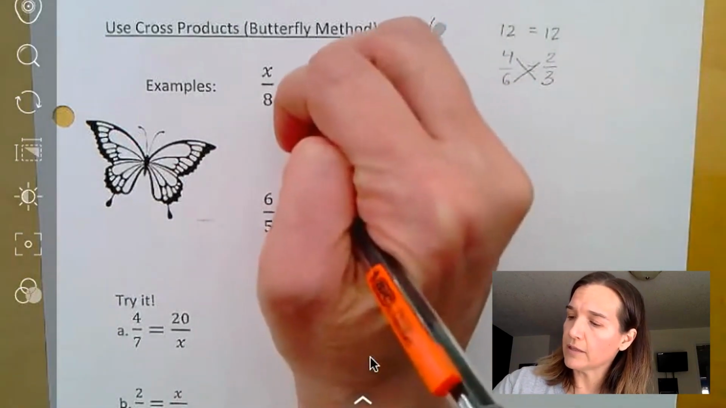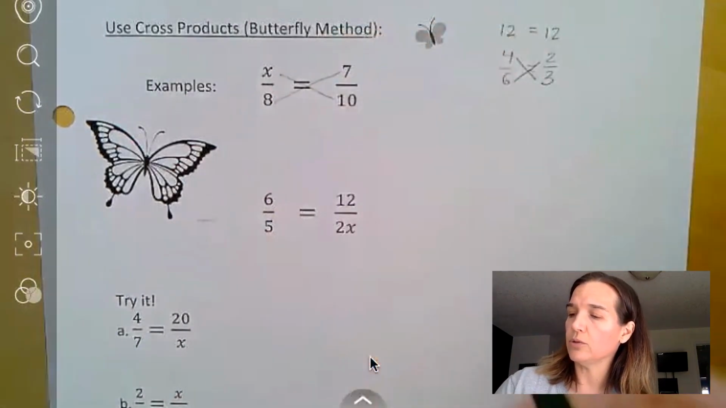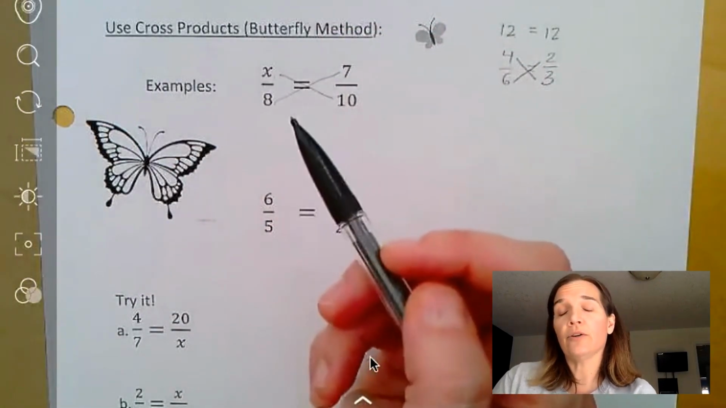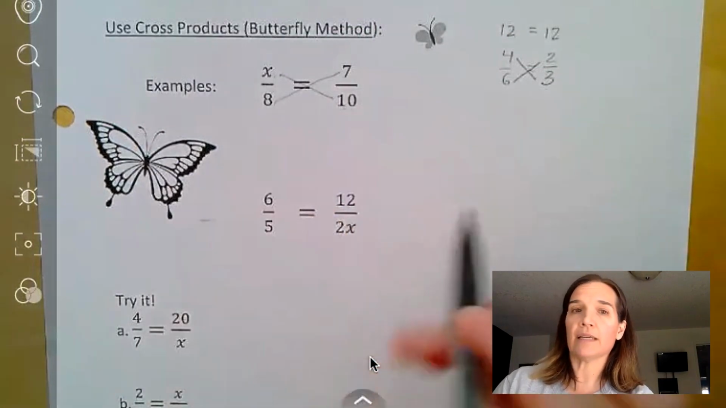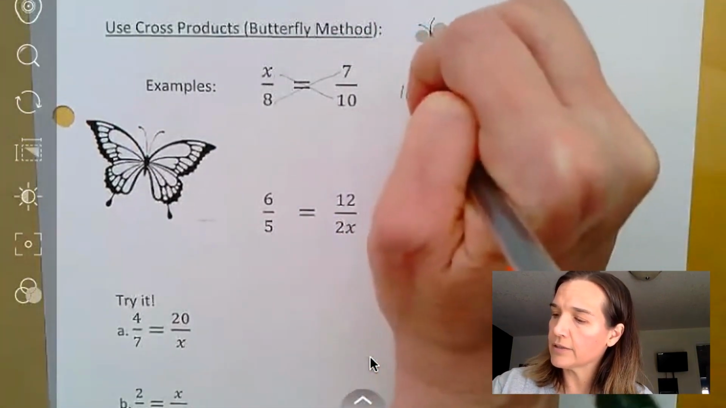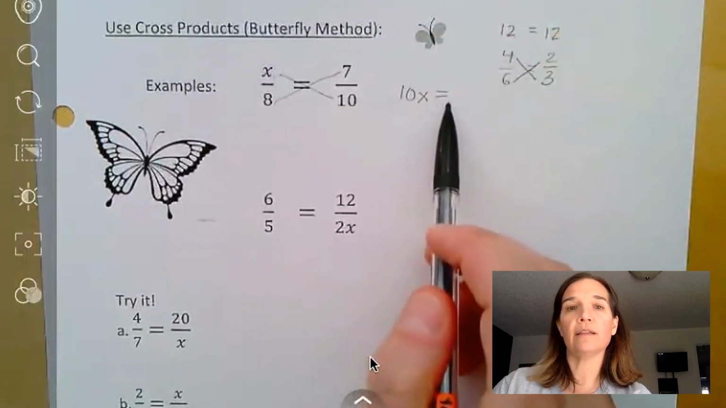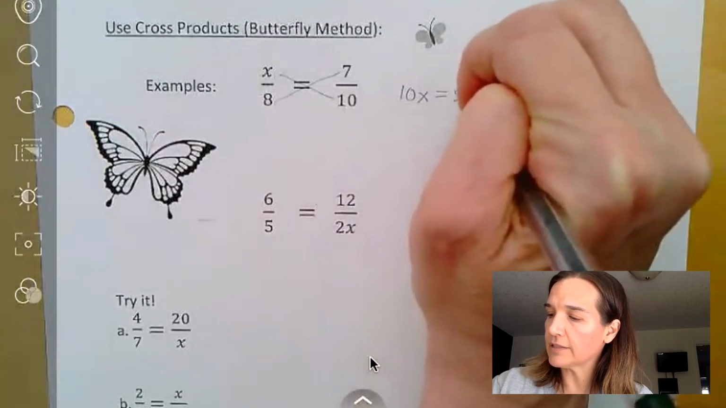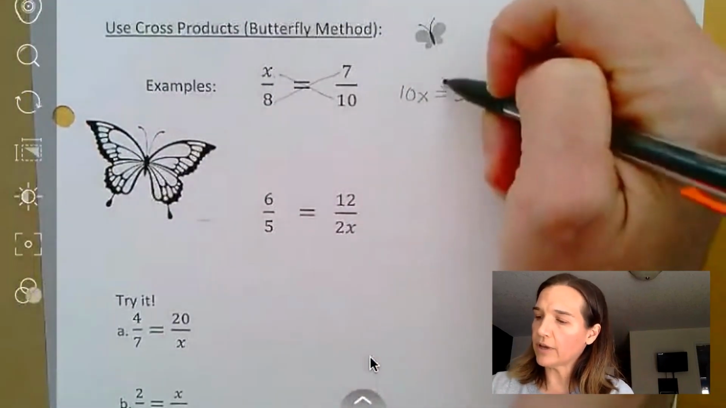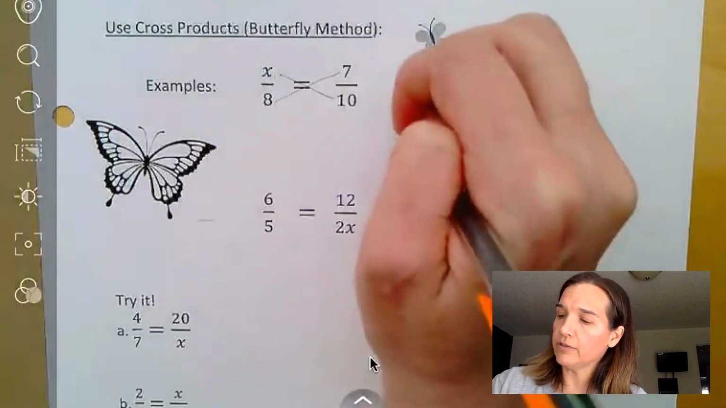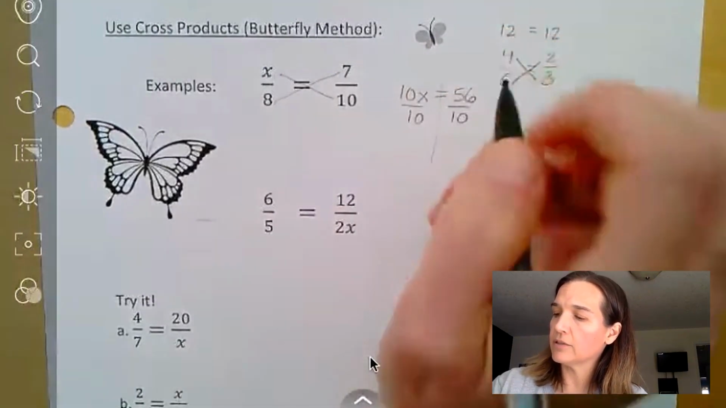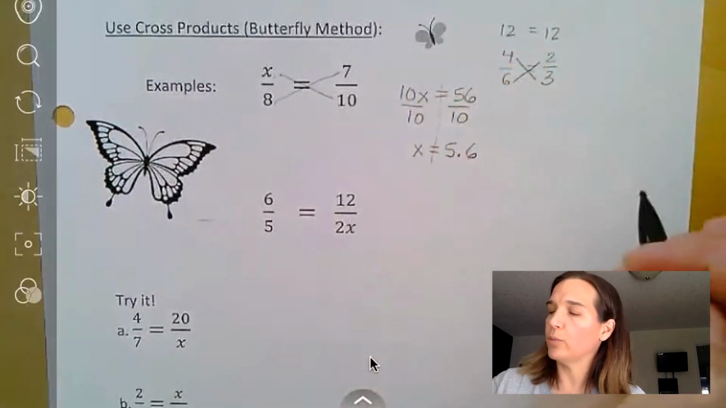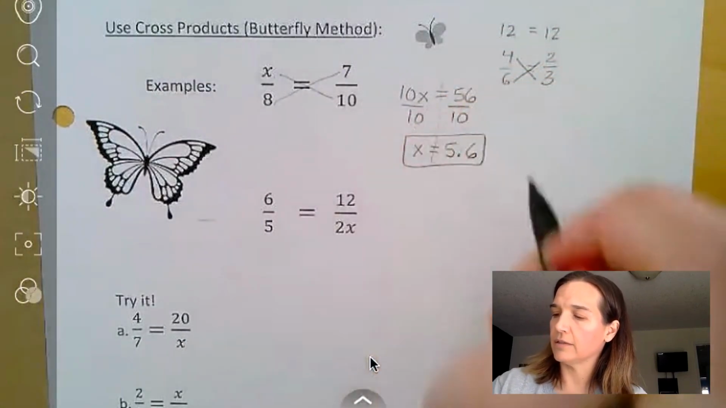We're just going to multiply the two things across from each other, and the two things across from each other. I always like to start with the one that has the x in it, but you don't have to. So I have 10 times x is 10x equals, don't forget the equal sign in the middle, and then here we have 8 times 7 is 56. So now we're back to that one-step equation. We're going to divide both sides by 10 so that we can get x by itself. And when we do, we get 5.6 is our value of x.